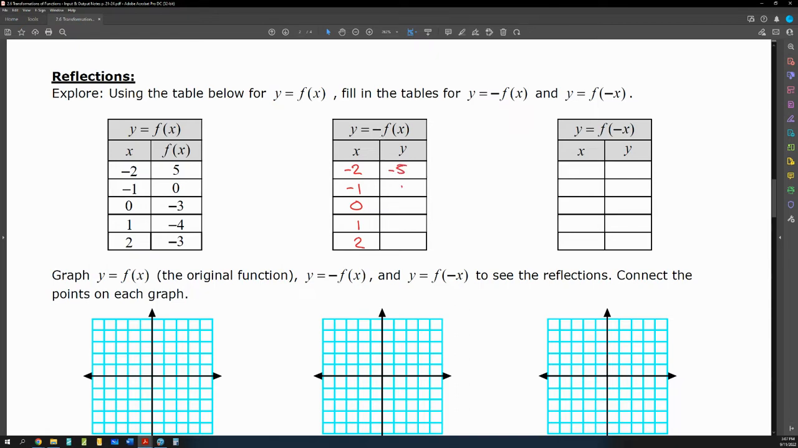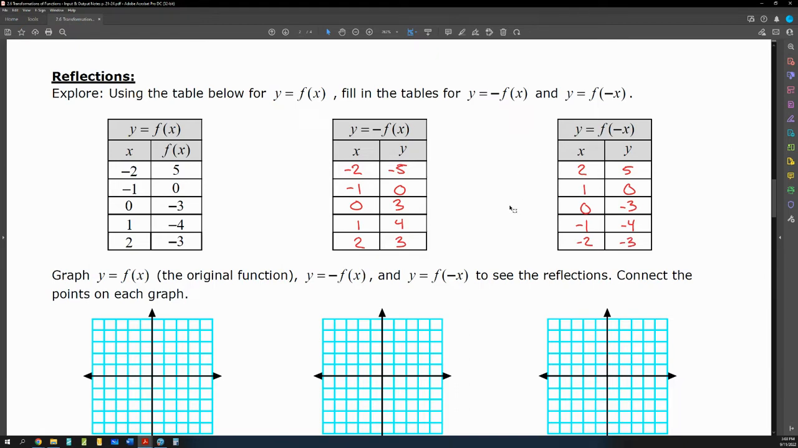So instead of 5, we get -5. 0 stays 0. Instead of -3, we get +3. We get +4, and then +3. Okay. For the next table, y equals f of -x, all of our function inputs are going to flip signs. So instead of -2, 5 in the original function, we have +2, 5. Instead of -1, 0, we have +1, 0. 0, -3 stays the same. +1, -4 becomes -1, -4. And then 2, -3 becomes -2, -3.